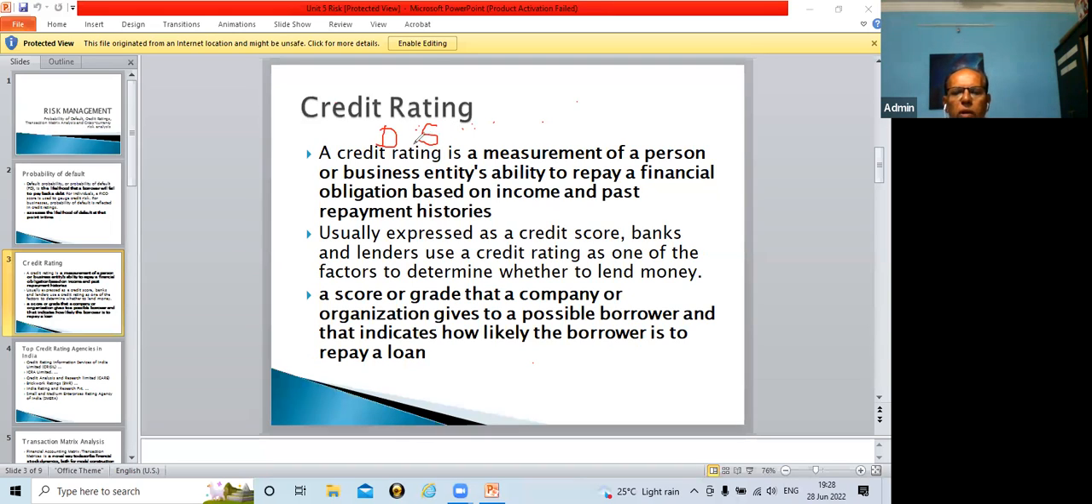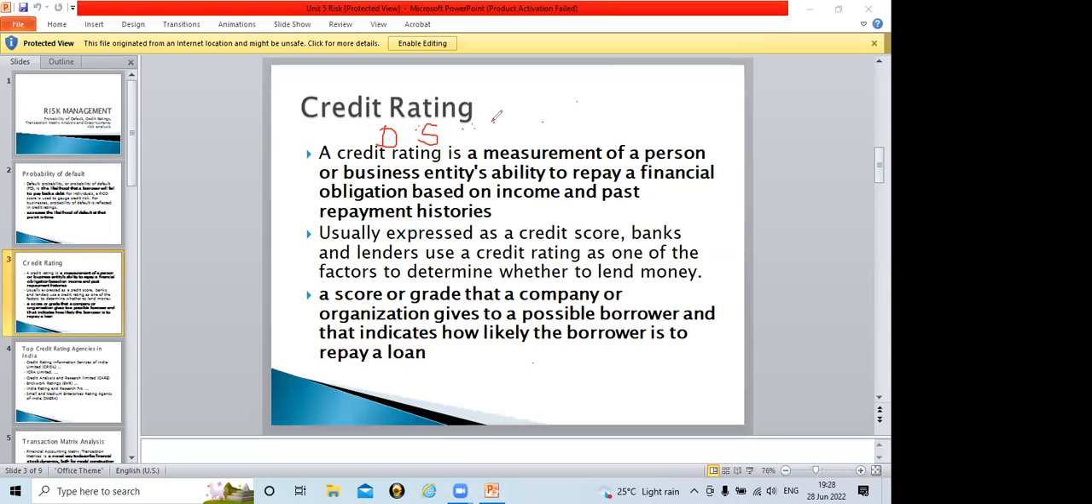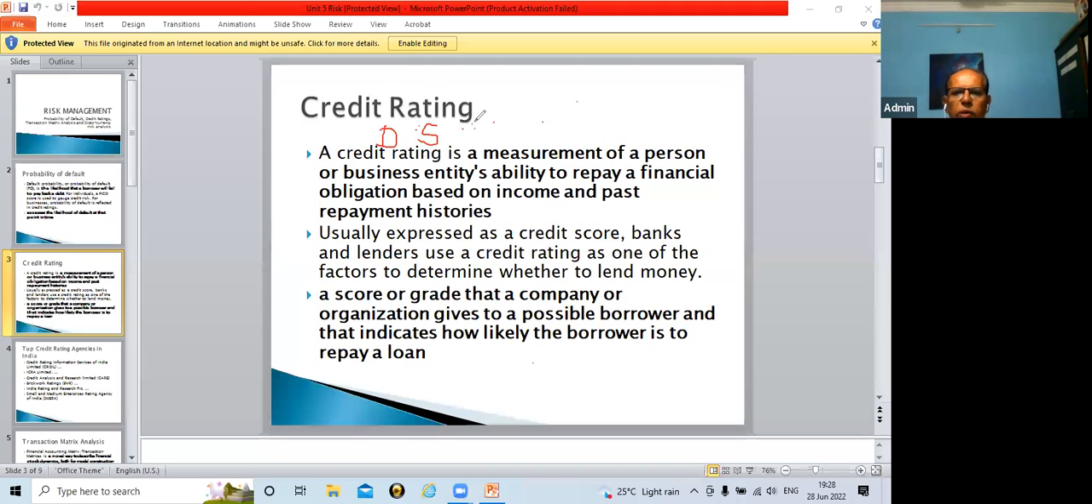DSCR stands for debt service coverage ratio. Yes, DSCR, debt service coverage ratio. That is also calculated in order to know the capability of the organization. And that ratio value should be between 2 to 3. The value should be between 2 to 3.